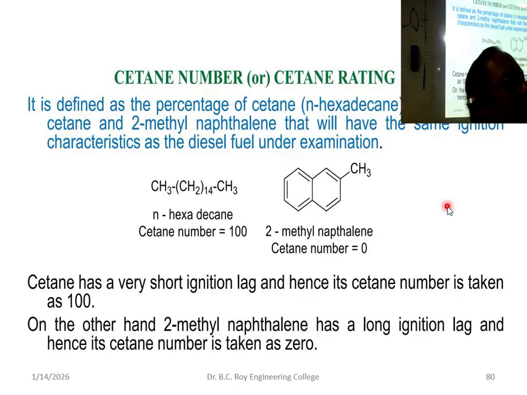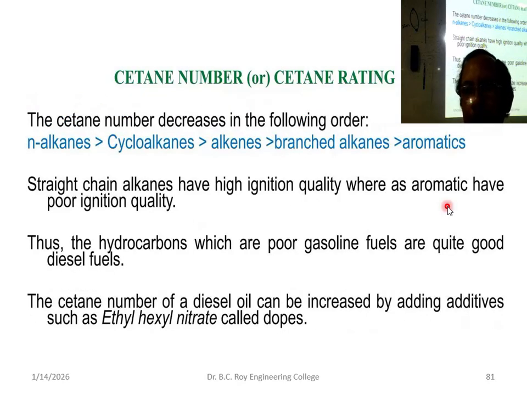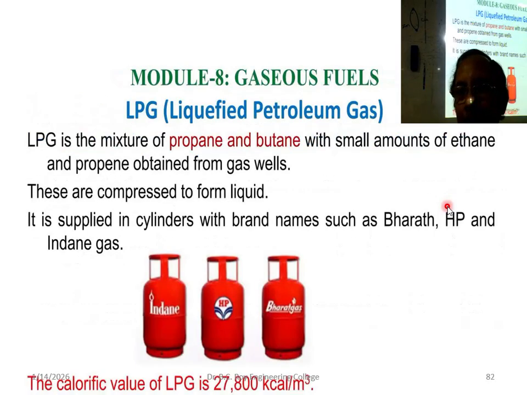40 is good enough for any of your trucks. Above 40 is not required for trucks because it is very costly. If you go for 45, 50, it will be very, very costly. So not required for an ordinary vehicle. It is required only for sports vehicles. So, cetane number, octane number.